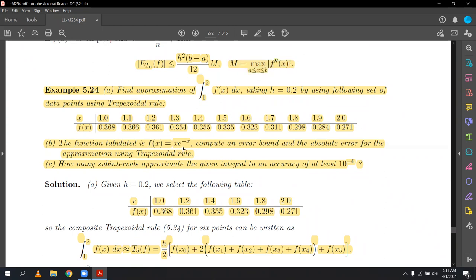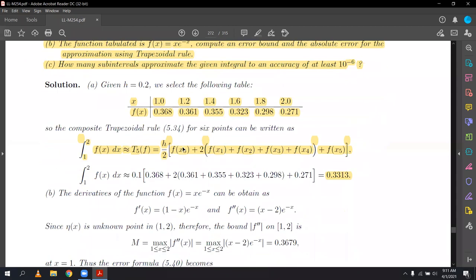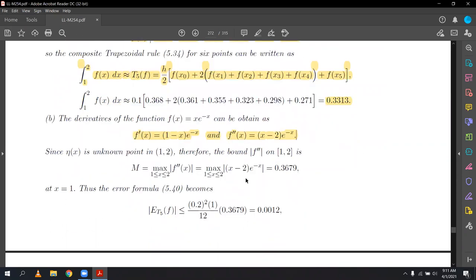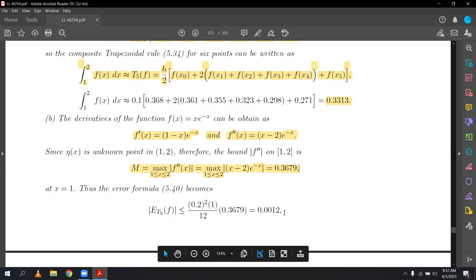So the function is this one. You have to find the second derivative. I calculated the second derivative of the function, and it is this one. Then you find the maximum value of the derivative in this interval. When you calculate, inshallah, you will get 0.3679 here. So now you know everything: h squared, b minus a, which is 2 minus 1, which is 1, over 12, into M. And that is the maximum error, or error bound.